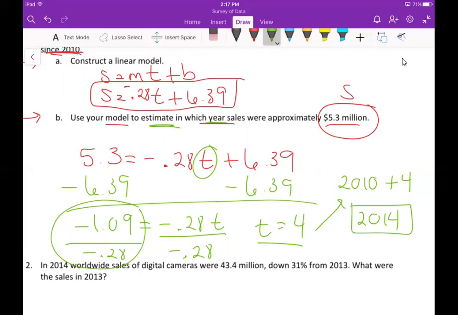Okay, so we can use those linear models now and actually solve for some of the input variables, since we know how to solve for those variables now that aren't by themselves.